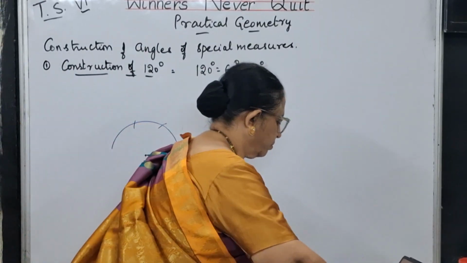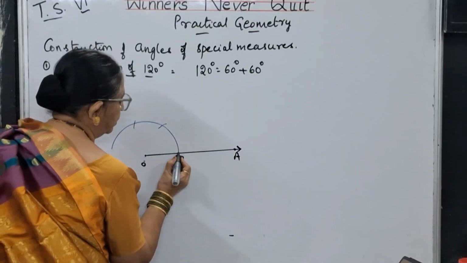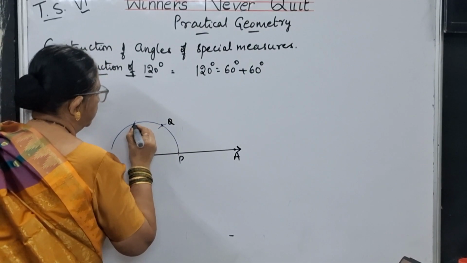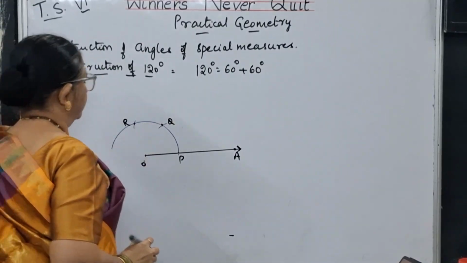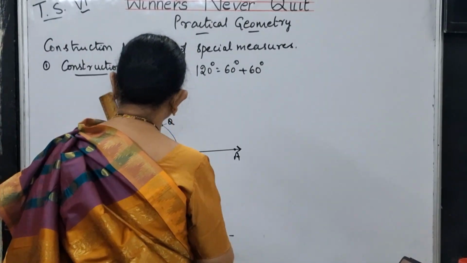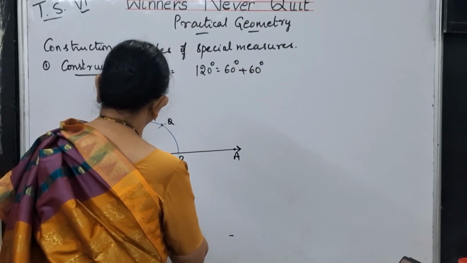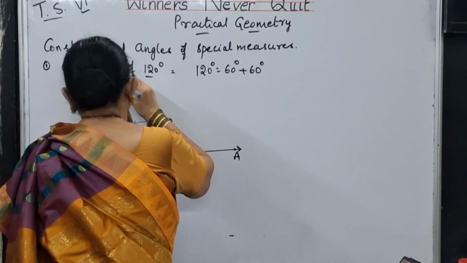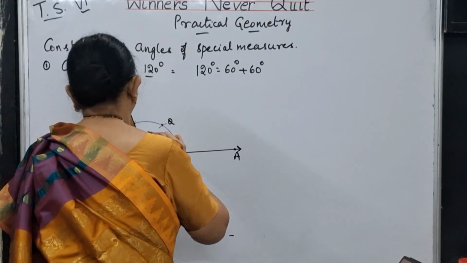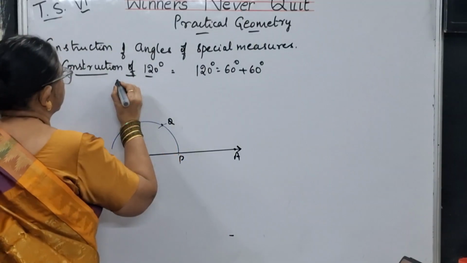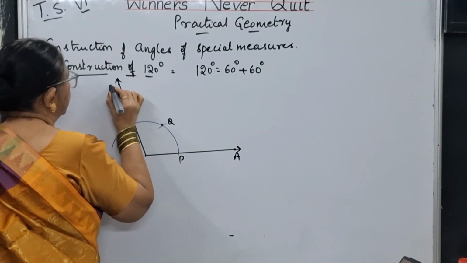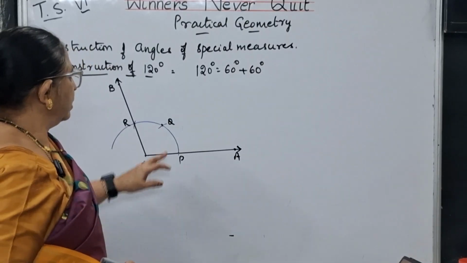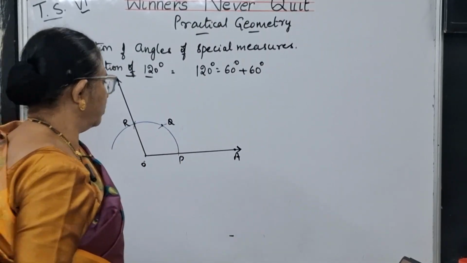Now, this point is P, I said. Let me call it Q. Let me call this R. Now, I should join O and R and extend it further. Let me call this point B. BOA, you are getting 120 degrees, an obtuse angle, children.